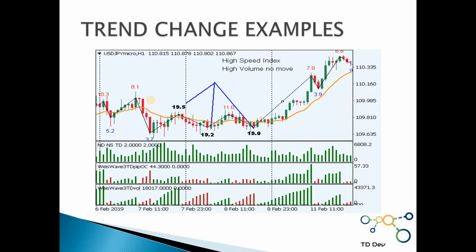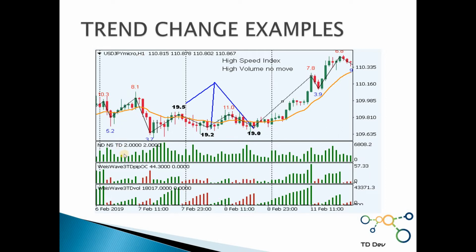distance. So the number itself means nothing and has to be compared with the previous wave speed indexes in order to have a meaning. For example, let's look at this chart and what we have on it. This is a UJ chart, 1 hour chart.